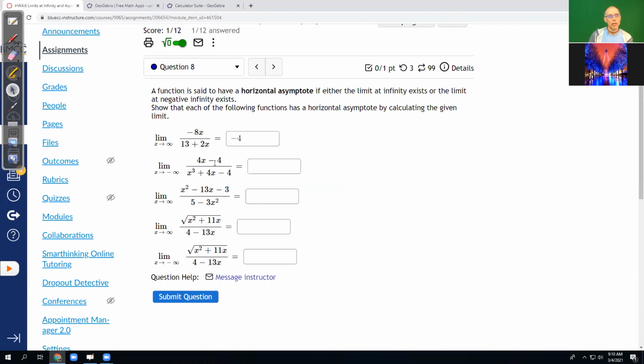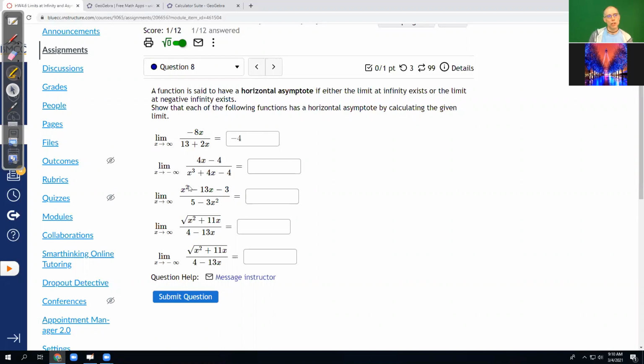Let's try a different one. Here, the degree of the bottom is bigger, and there are a few ways to approach that one. But since the bottom overwhelms the top and gets bigger way faster, this one is going to go to 0.